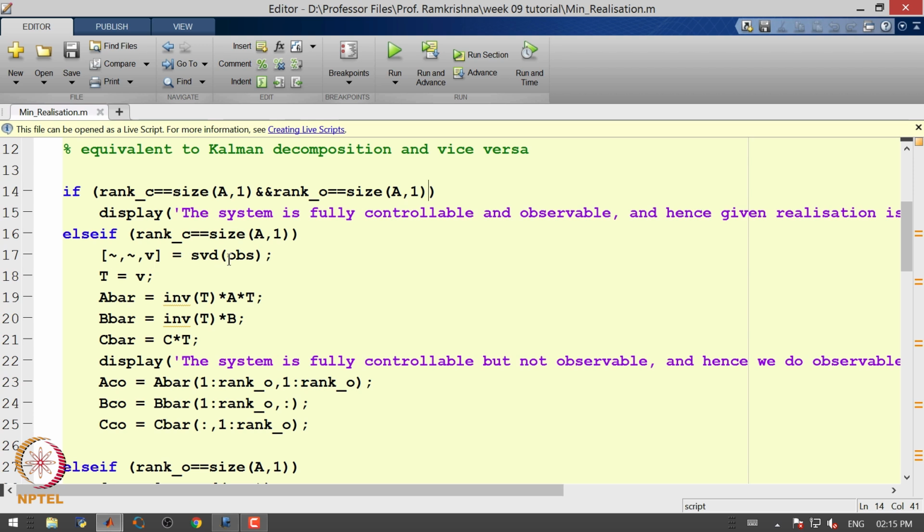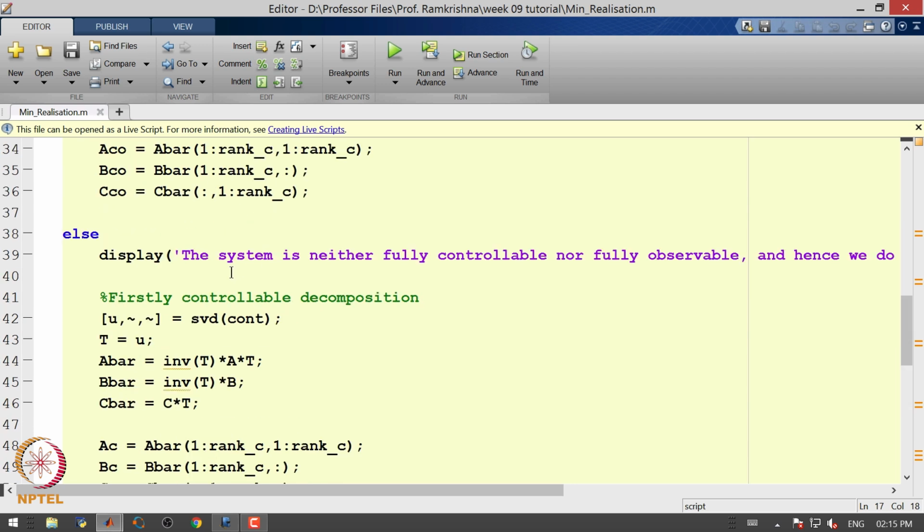So, this is what we are doing. To find the observable decomposition, we take the SVD of the observability matrix and then use the eigenvectors in V as the model matrix for transformation, and we do the following transformation and then we get this. So, now the system is in minimal form because we already know that it is fully controllable.